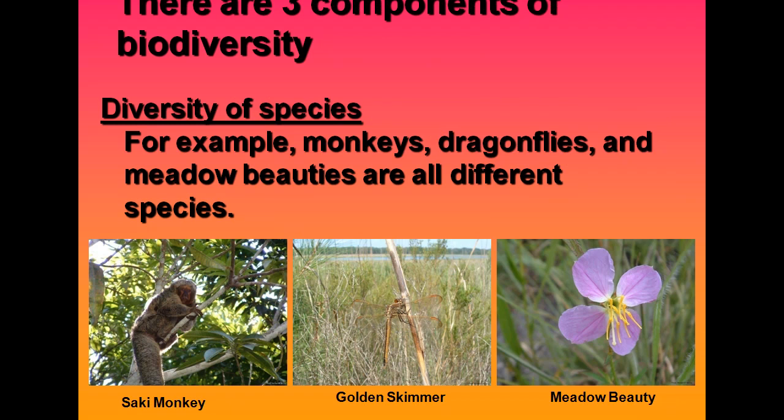Then comes the diversity of the species. See here, you can see the monkey, you can see the golden skimmer, you can also see a flower. Each one belongs to a different species. Monkeys, dragonflies, meadow beauties, all are different species. Just imagine how many species there could be, and all those species found on this earth, we together call species diversity.